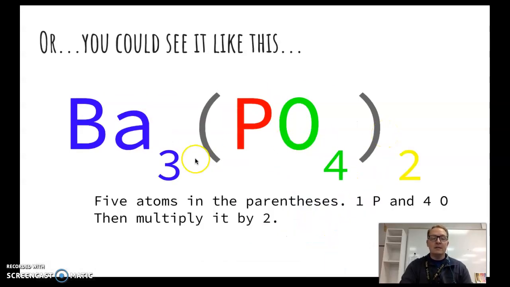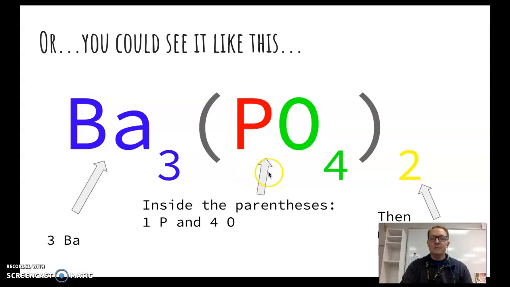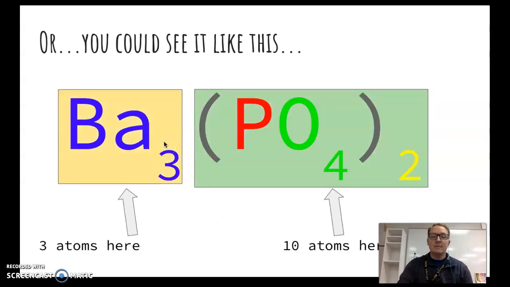So how do we count this? You've got 5 atoms inside the parentheses, 1 phosphorus and 4 oxygen. There's your 5. But we're multiplying it by 2. This 2 only applies to the parentheses. So we go from having 5 things, then we double it, 10 atoms. But then you can't forget that we had the 3 barium out there to the left-hand side. So 1, 2, 3, 4, 5 atoms inside the parentheses, multiplied by 2, 5 goes to 10. And then you have to add in these 3 barium over here that are not in the parentheses for a total of 13 atoms. 10 here, 3 here, boom.